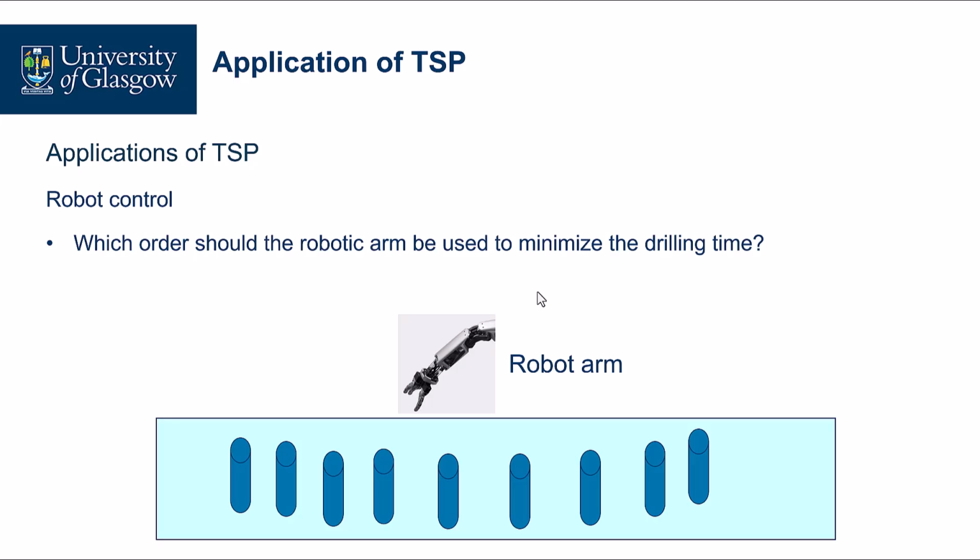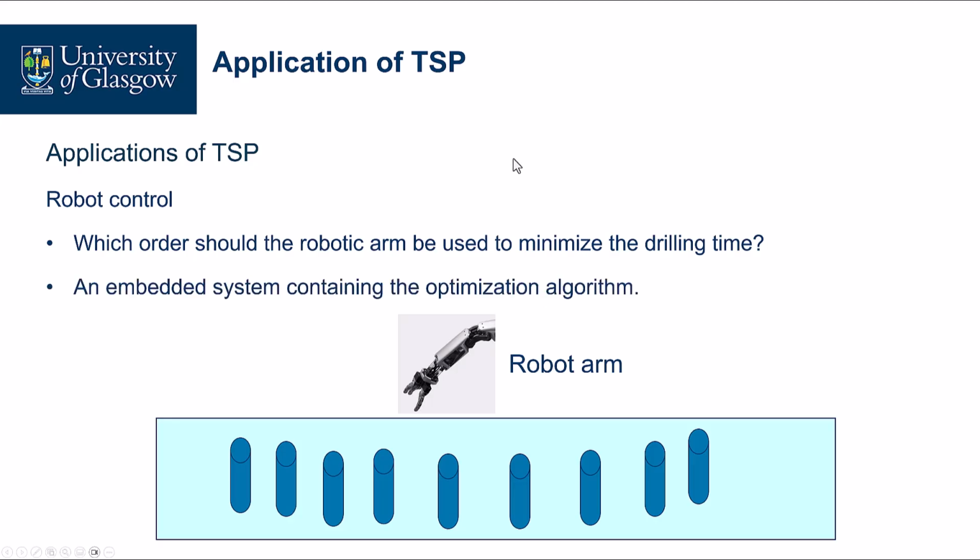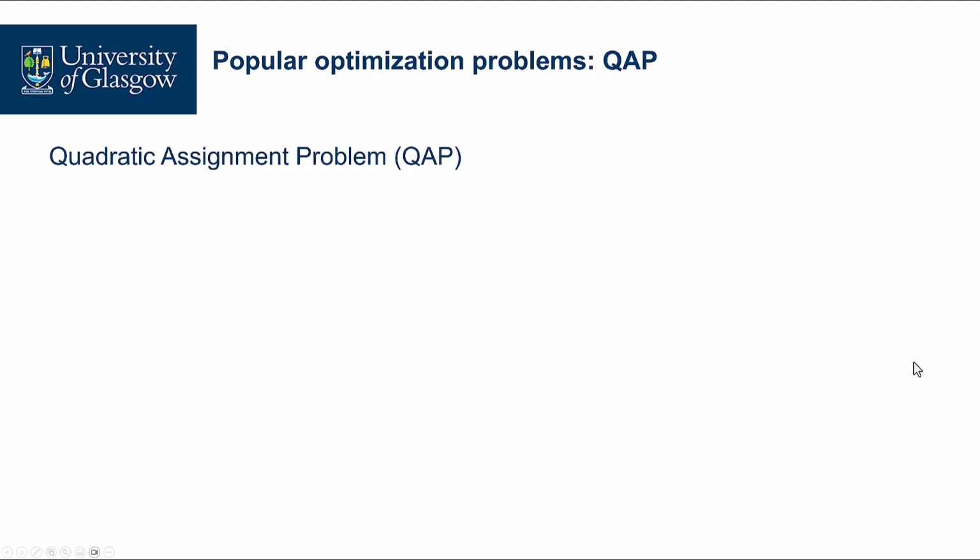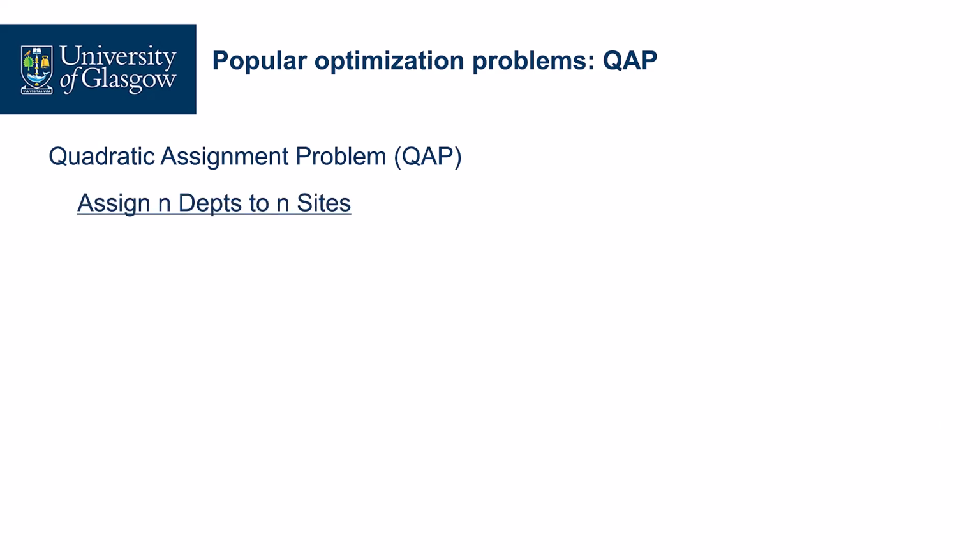For example, if you are an embedded system engineer, you can build an embedded system containing the optimization algorithm. So that is a TSP. Now we can introduce another popular optimization problem, the quadratic assignment problem, QAP. This is often used in city planning. We assign n departments to n sites. We have departments, we have sites.